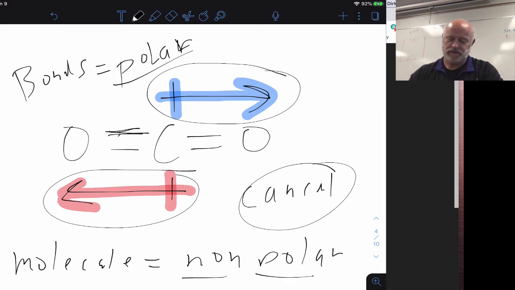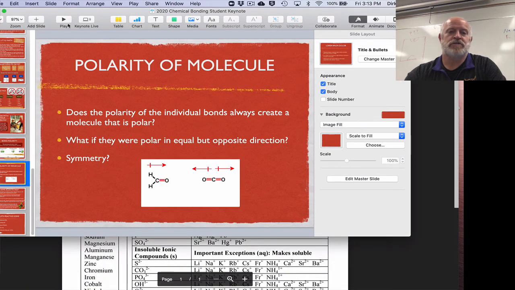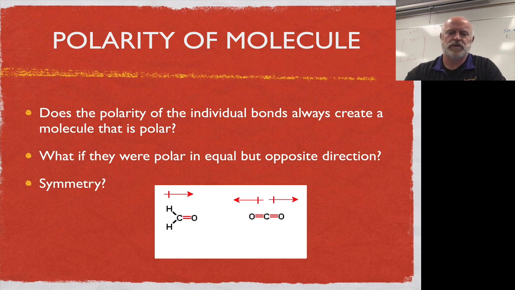Okay, because these bonds cancel each other out. They go in equal and opposite directions. So the trick for us is, how do we tell when we get to a molecule if those polar bonds are going to cancel out or not? That's the trick, and that's what we've got to learn, okay? So let's go back to our slideshow because I've got some more information for you on that, all right?